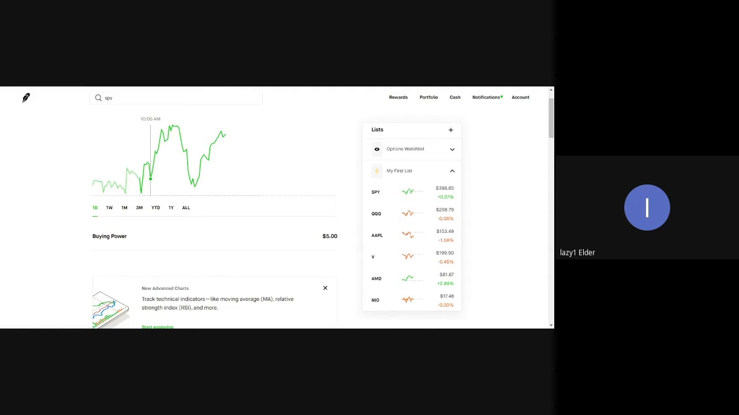Is it doing well? Is it doing bad? Is it matching the market? It's just showing you how it looks. Right now is really nothing to get hype over. But this is just showing you for one day. There's different time frames on Robinhood.